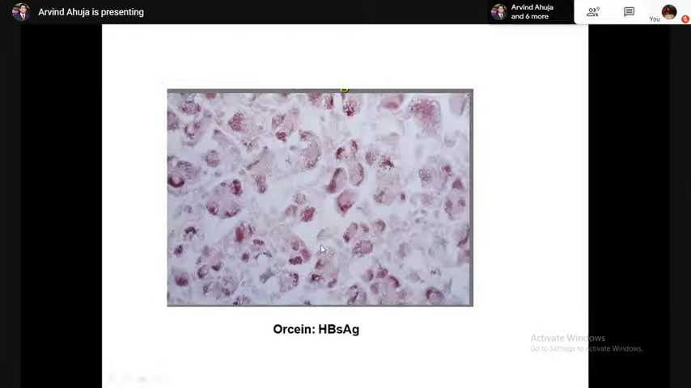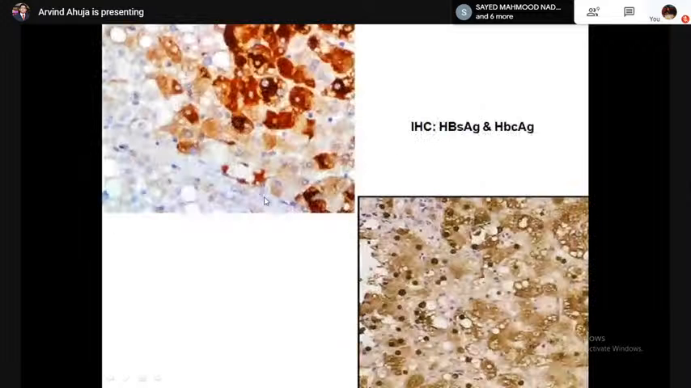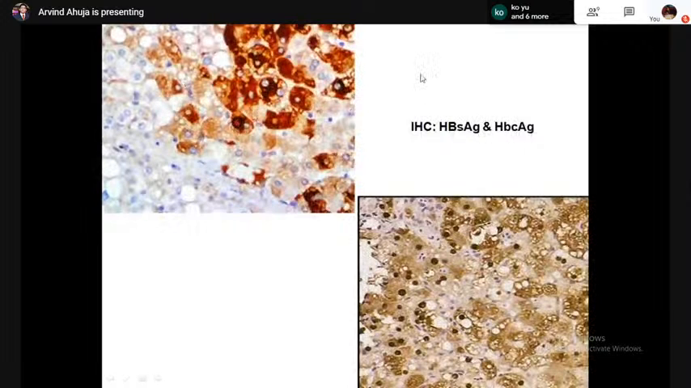So this is an Orcein stain which highlights hepatitis B surface antigen in the ground glass hepatocytes. It gives brownish granules, some brownish granules can be seen. Then this is an IHC for hepatitis B surface antigen, which shows a strong cytoplasmic positivity here, and core antigen, which can also show cytoplasmic as well as nuclear positivity. If you find this, then you are sure that you are dealing with hepatitis B.